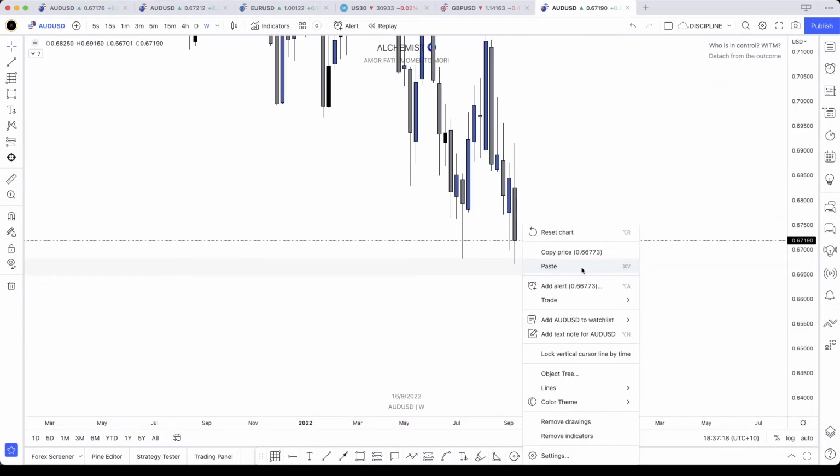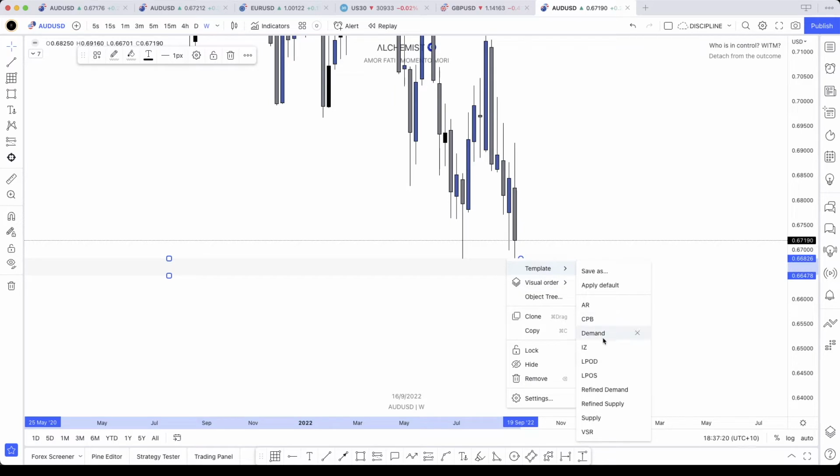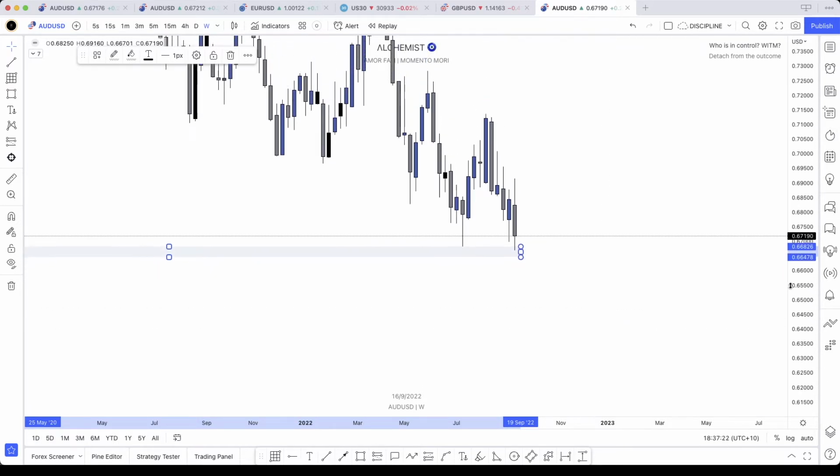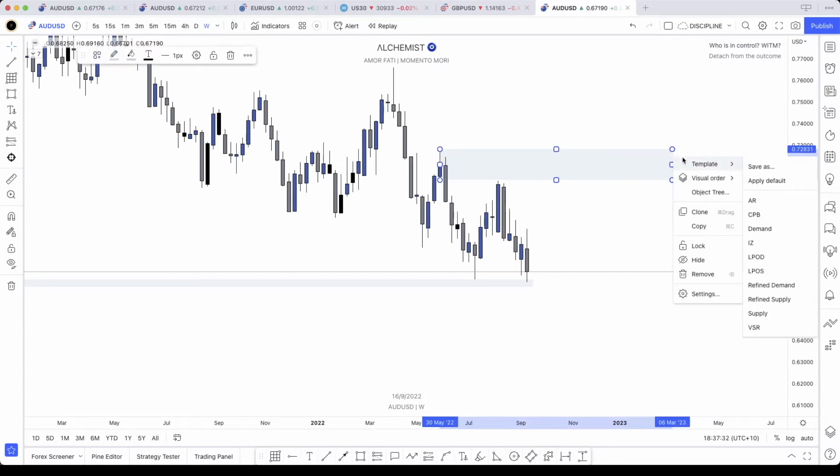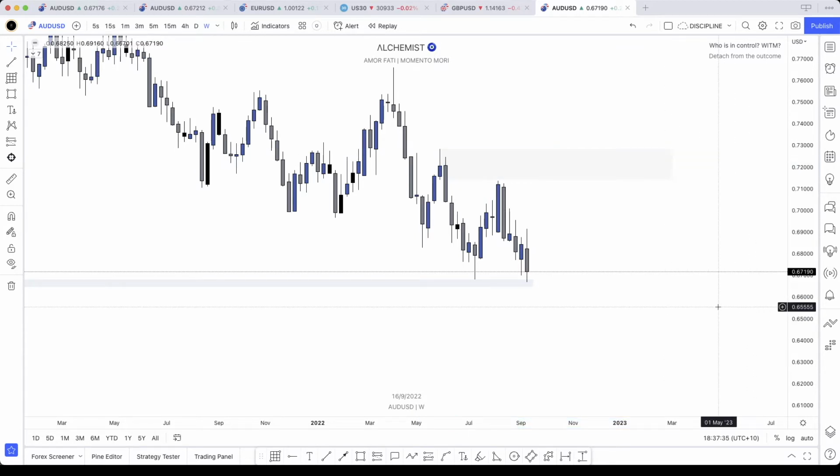You can see we've actually just tapped into this zone one more time and we've had a reaction away from it and we haven't yet closed below. Our current supply zone is still this one here, as this zone here has not yet fulfilled its purpose in setting a lower low. So this one here is the supply zone. And that's all we need to do on the weekly time frame.